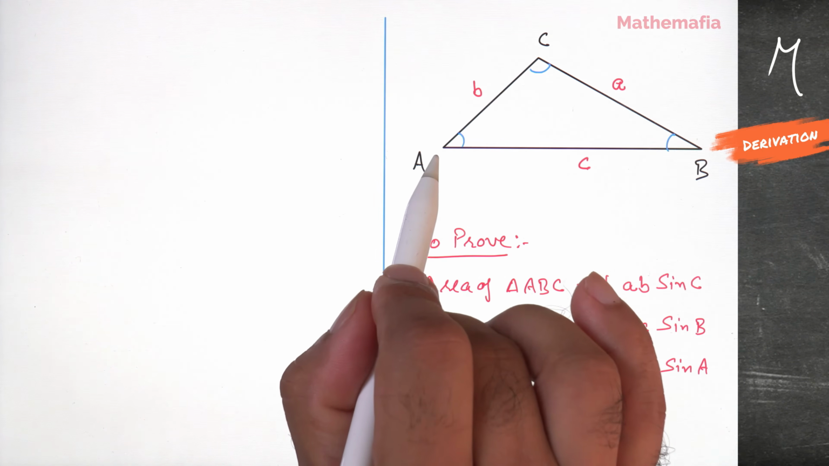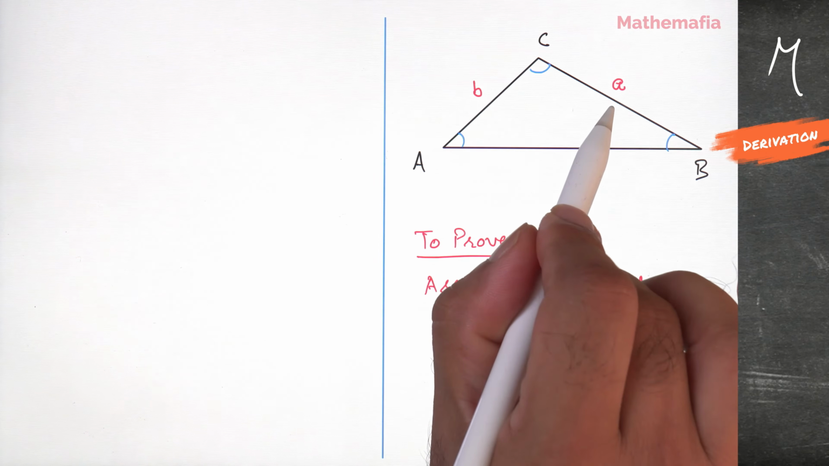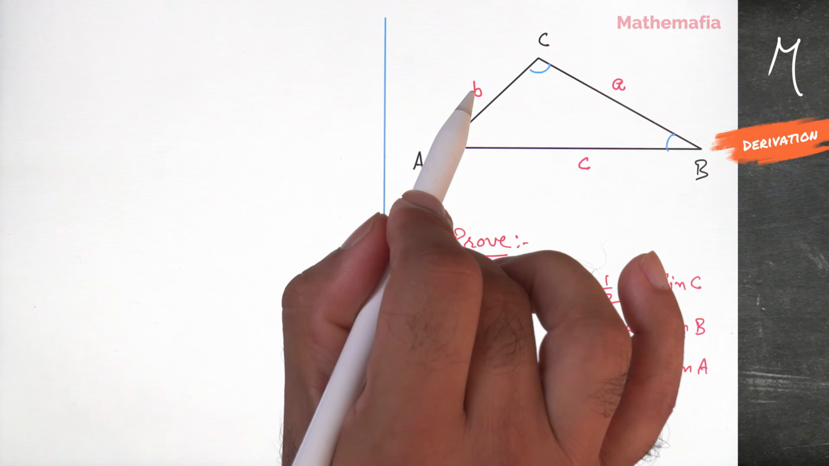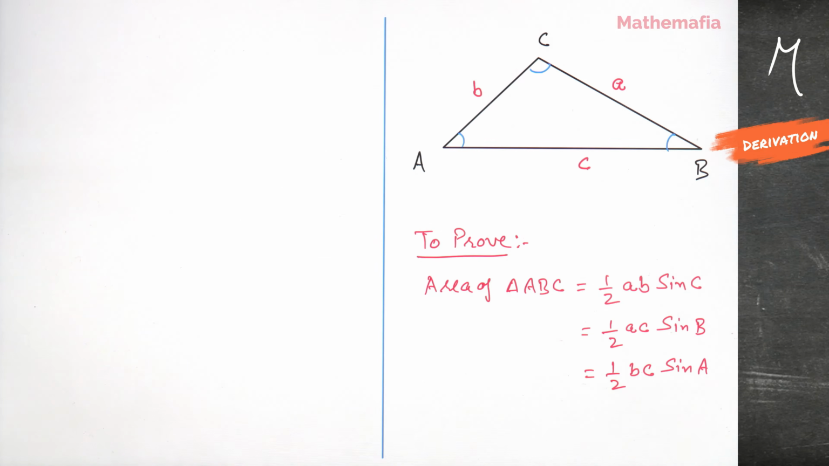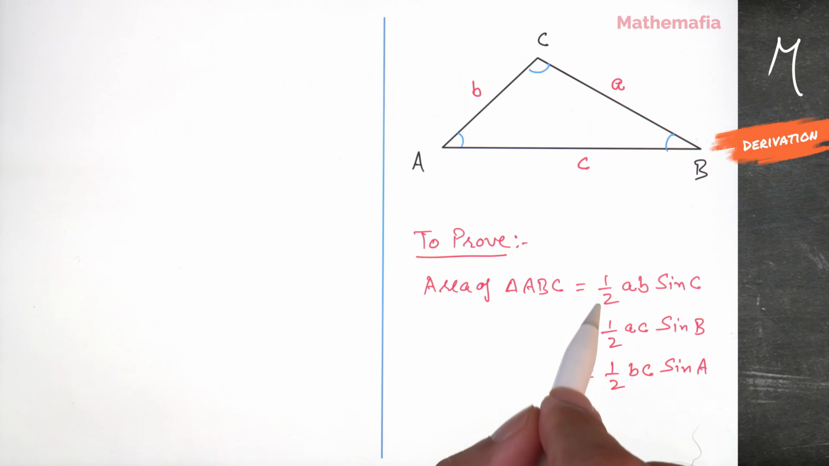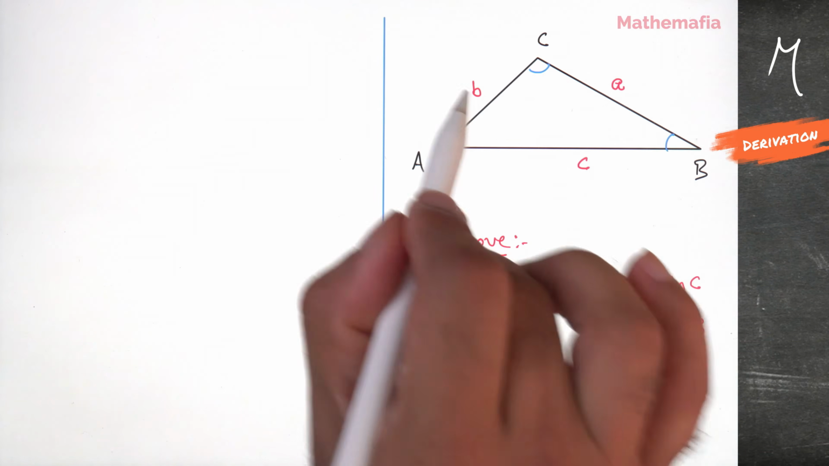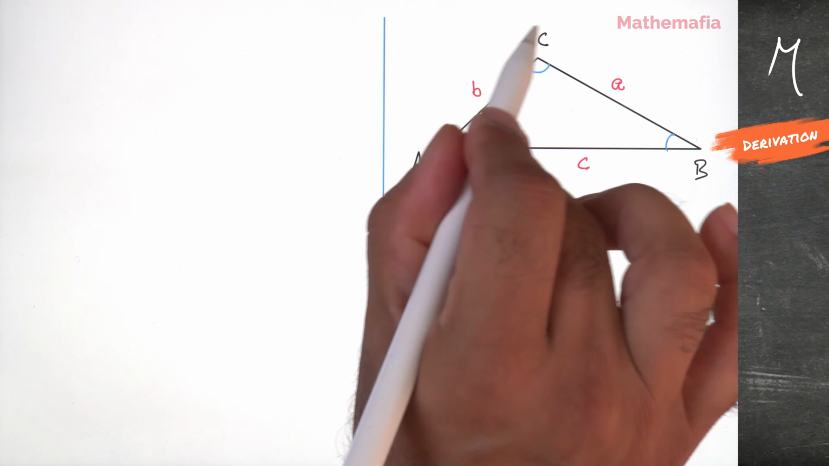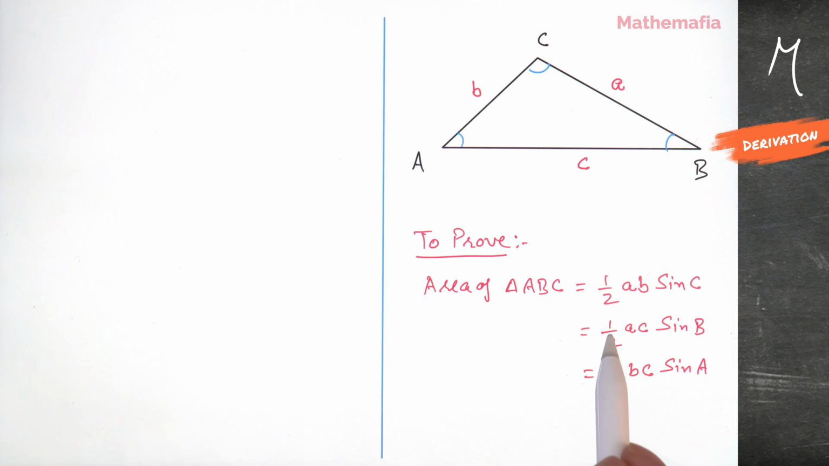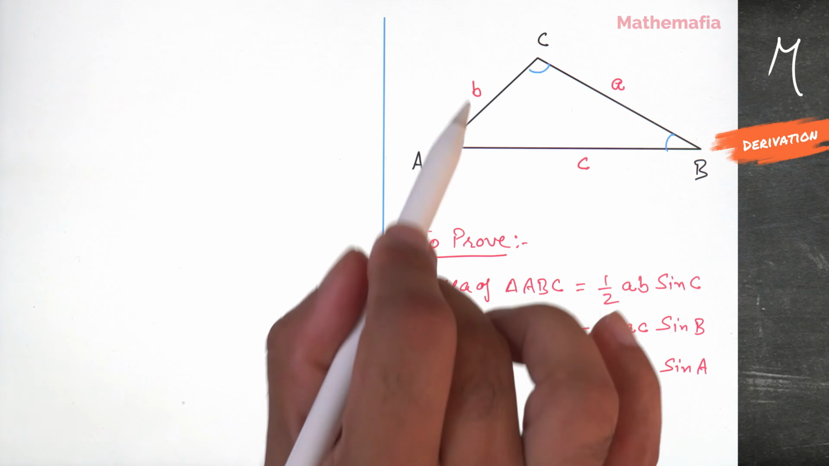Here we have this vertex A and I have named the side opposite to it as small a. And similarly, I have named sides b and c opposite to vertices B and C respectively. So the area of this triangle will be 1/2 ab sin C, meaning this side a, side b, and the sine of the angle between them, which is angle C. Or we can also use 1/2 ac sin B or 1/2 bc sin A.